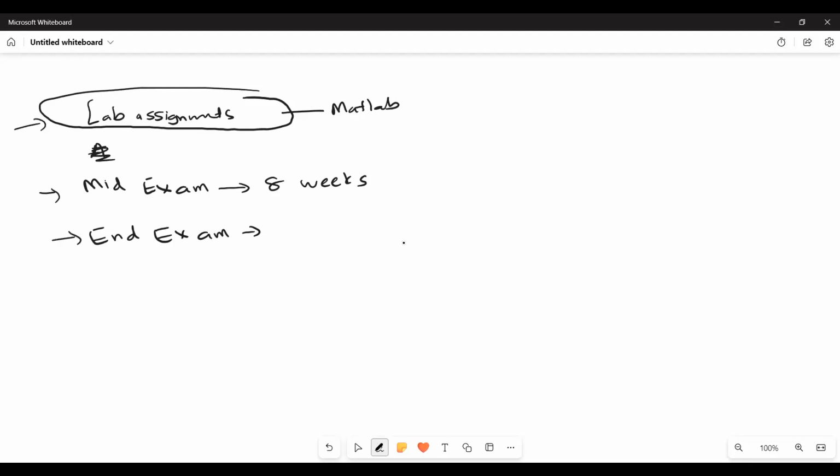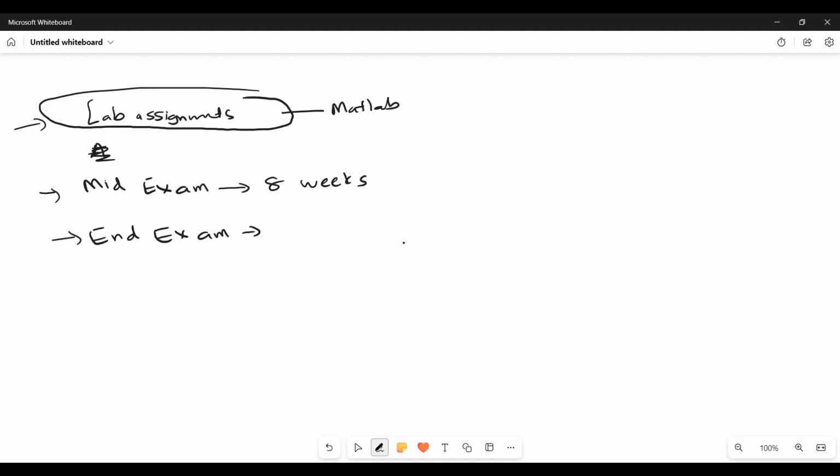What if we couldn't achieve the pass mark in the lab assignment? Will we be able to repeat the exam with the same batch? Mid exam or end exam? End exam, right? Yeah, for both exams.